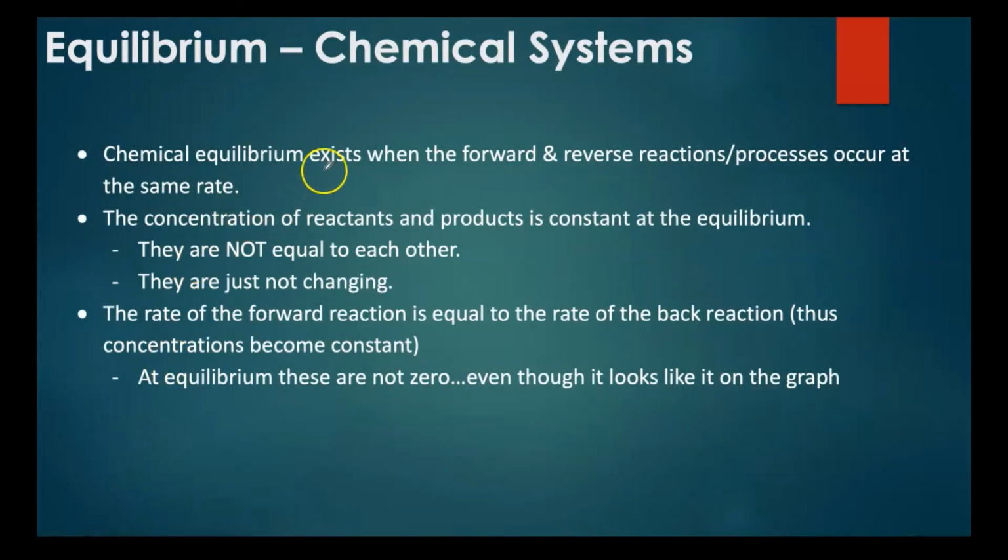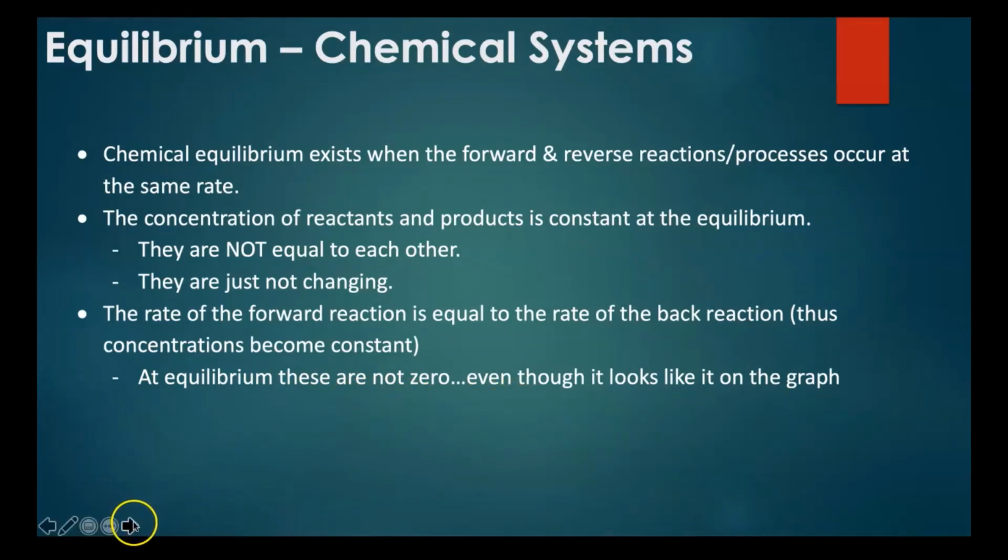So chemical equilibrium also exists when forward and reverse reactions and processes occur at the same speed. The concentration of the reactants and product is constant at equilibrium, which means they're not equal to each other, they're just not changing. The speed of the forward reaction is equal to the speed of the back reaction. That's the reason why the concentrations become constant. At equilibrium, these are not zero, even though it looks like it on the graph.